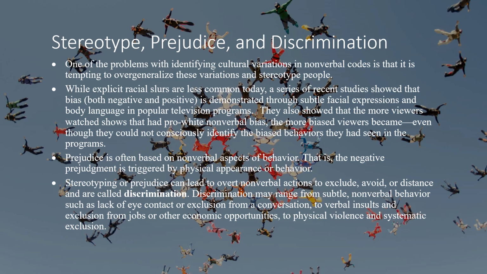So while explicit racial slurs are less common today, a series of recent studies showed that bias, both negative and positive, is demonstrated through subtle facial expressions and body language in popular television programs. So we did that exercise looking at characters in popular culture, right, in television programs or movies. But another step of that, right, then is to see how do other characters interact with those characters of minority cultures? What kinds of facial expressions or body language do they use?